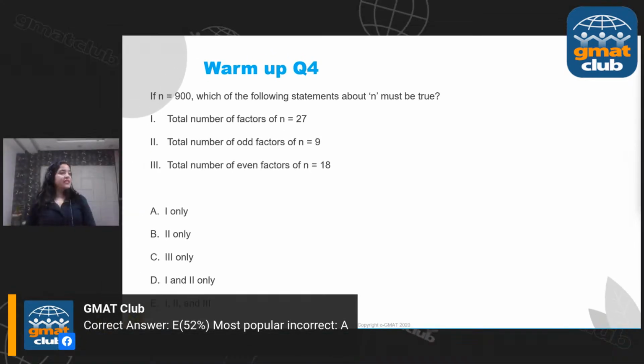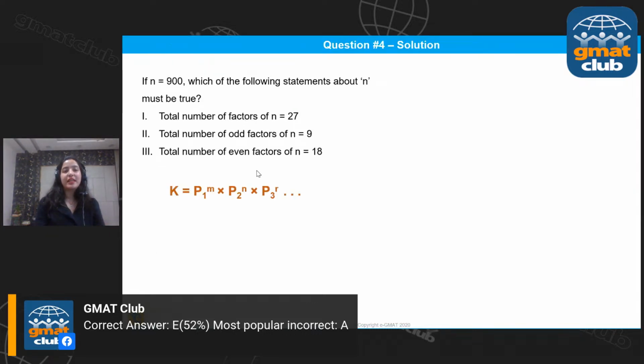All right, accuracy data here. Accuracy is at 52%. The correct answer is choice E. Most popular incorrect answer was A. Let's see. So, through this question again, my goal is to build another concept in you, which is about how to find total number of factors, total number of odd factors, and even factors of a number. So, let's just dive right in.